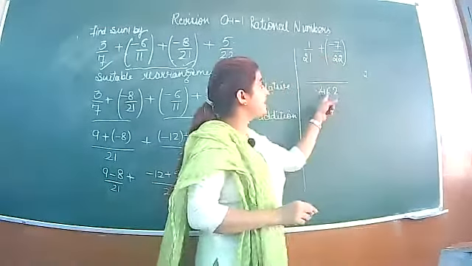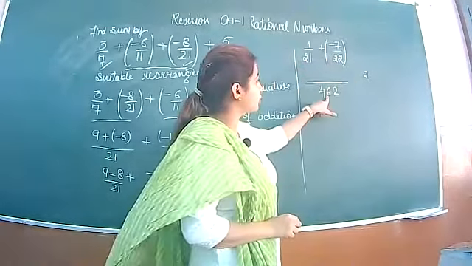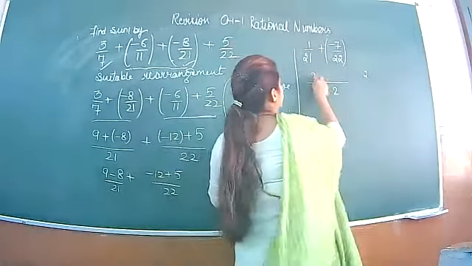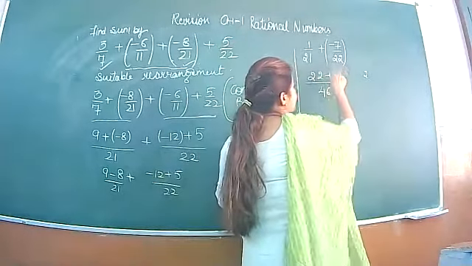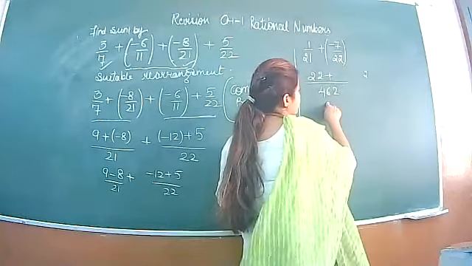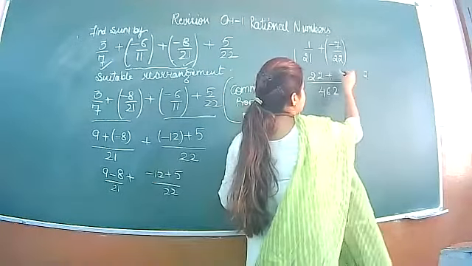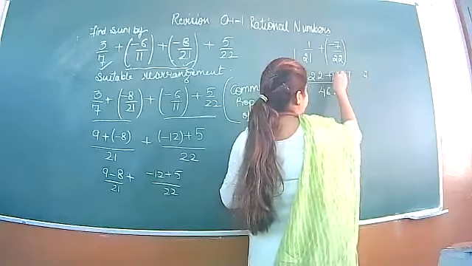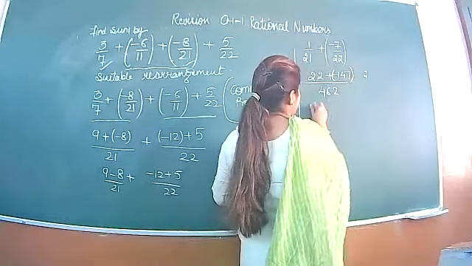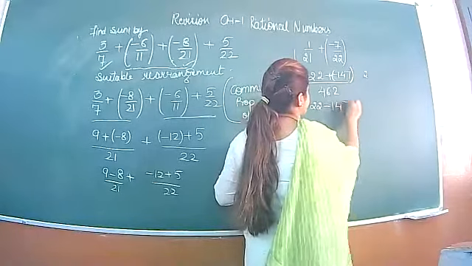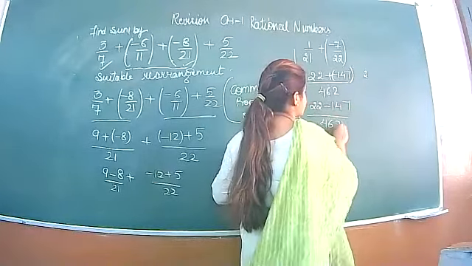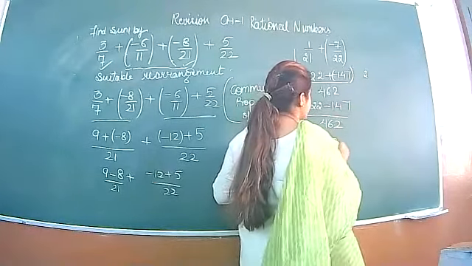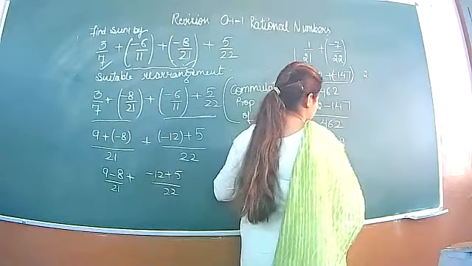After dividing 462 by 21, 22 is there. So when you divide this with 22, 21 is there. 21 into 7 is 147, so 22 minus 147 upon 462. Answer is minus 125 upon 462.